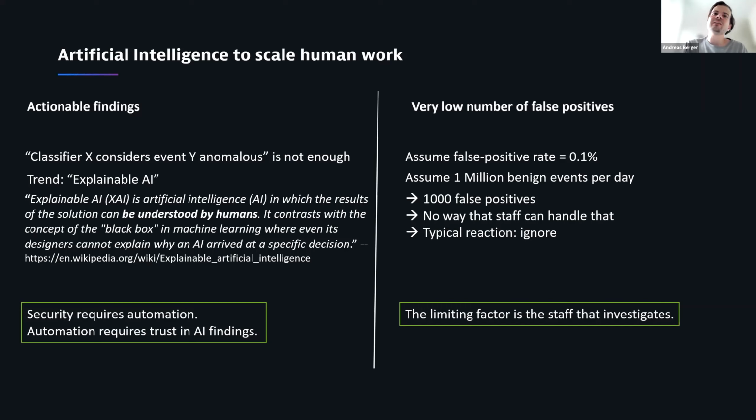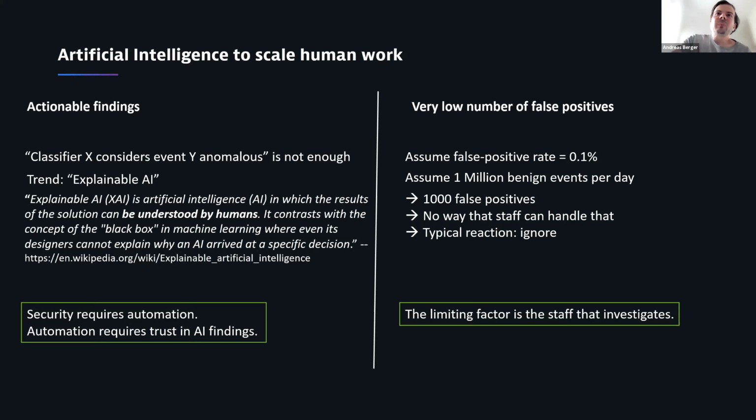But there is no way that your staff can handle this sheer number of events. There is no way you could even look at all that. So the typical reaction is that people look at that and just ignore the results going forward in total, because they feel that there is no value for them in the system. So the limiting factor in these things is the staff that investigates. It's not the number that is written behind the false positive rate. It's the number of people you have that are able to deal with the alerts. Because if it's too many, they will be overloaded and there's zero value then.